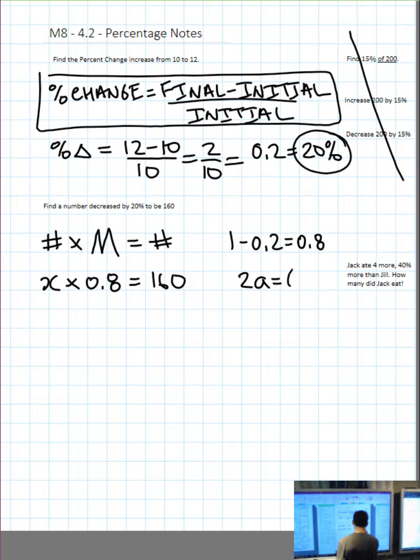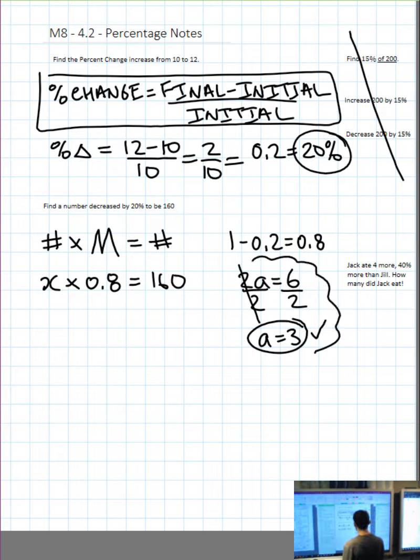2a equals 6. Well, 2 times a is 6. 2 times what equals 6? We know the answer. 2 times 3 is 6. We know the answer is 3. We have to do an algebraic method by doing the same thing to both sides. We're going to divide both sides by 2. 2 divided by 2 is 1. It's gone. And we know a equals 3. Put it back in. 2 times 3 is 6. Check mark.